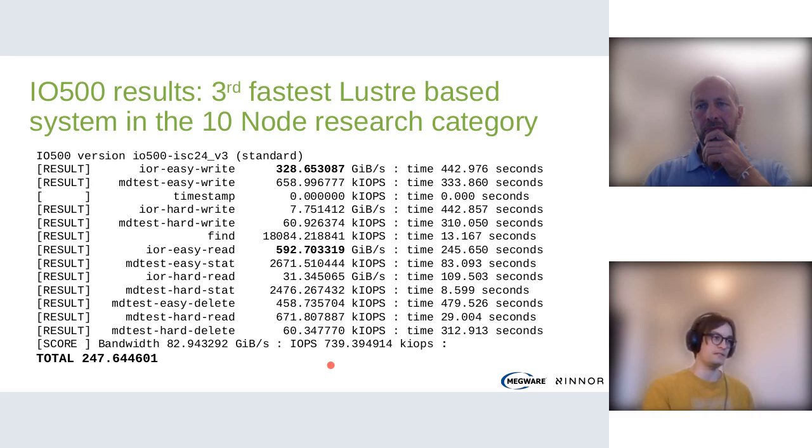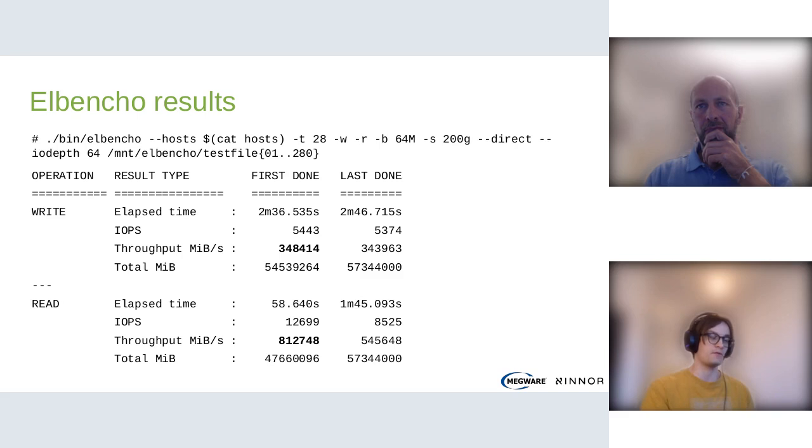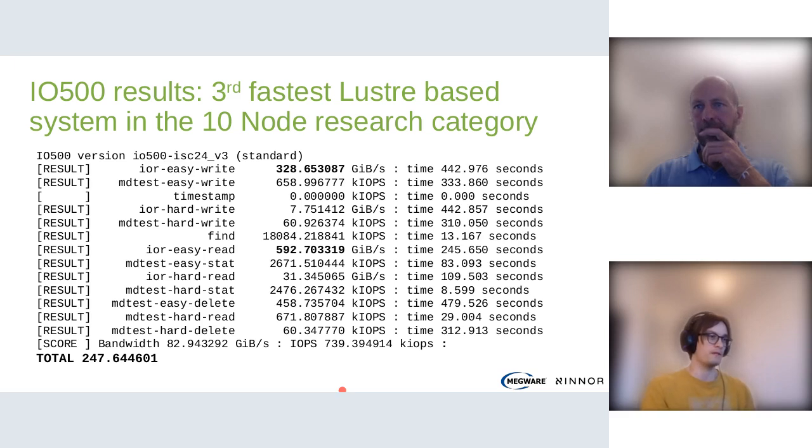And then if you have a look at all the mdtest and metadata results, can you go one back, please? You can see that the metadata performance is also really high. In total, we got an IO500 score of roughly 250, which is right now, with the current released list, the third fastest Lustre system in the 10 node research category, which for just 14 servers doing the actual Lustre IO is pretty good, I would say.